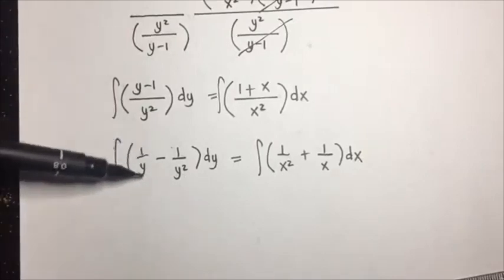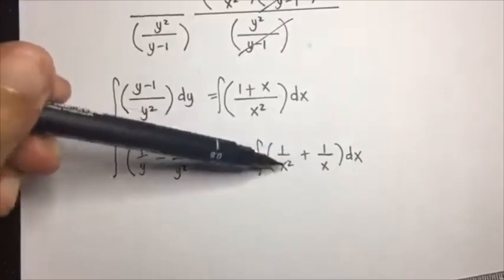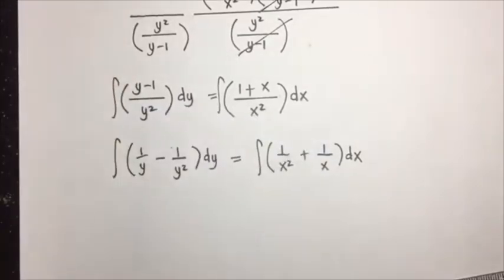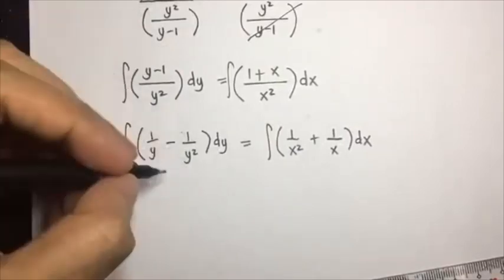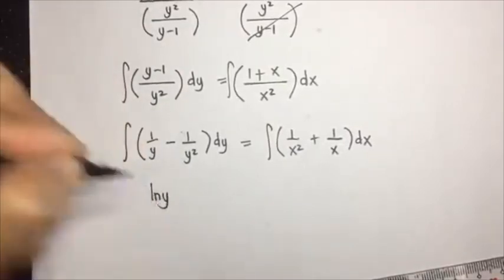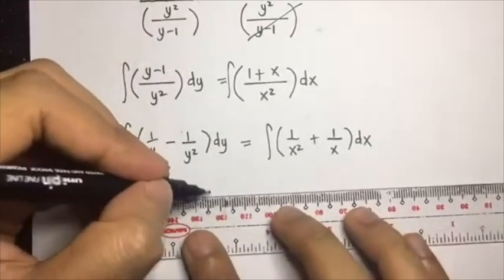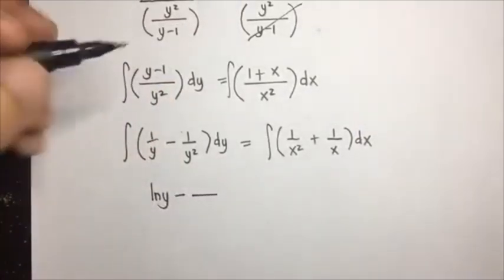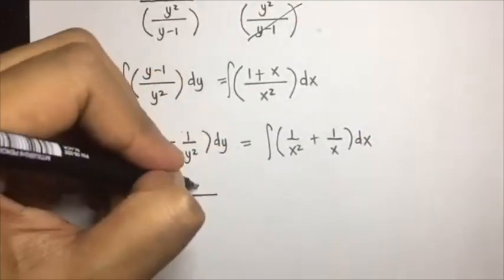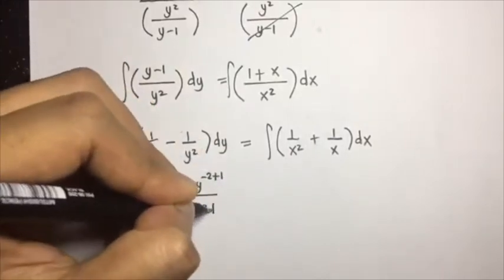Integrating both sides, the first term here we will have logarithmic, and here we have the power formula, then here power formula, and here logarithmic. The integral of 1 over y dy is ln of y, minus the integral of 1 over y squared, that is y raised to negative 2, right? So therefore we'll have y raised to negative 2 plus 1 over negative 2 plus 1.